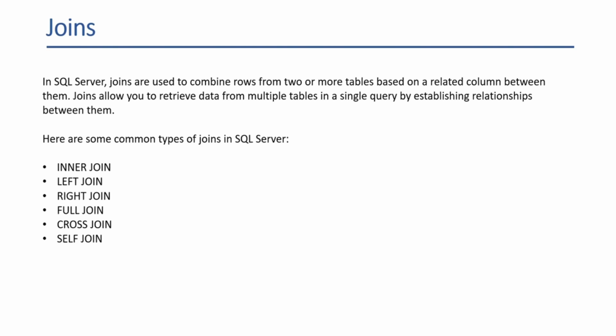So there are common types of joins in SQL Server, which are inner join, very important, left join, important, right join, full join, cross join, self join. Cross join and self joins are not used that much, but inner join and left join are most important among all these join types. So let's go one by one to each of the join types.